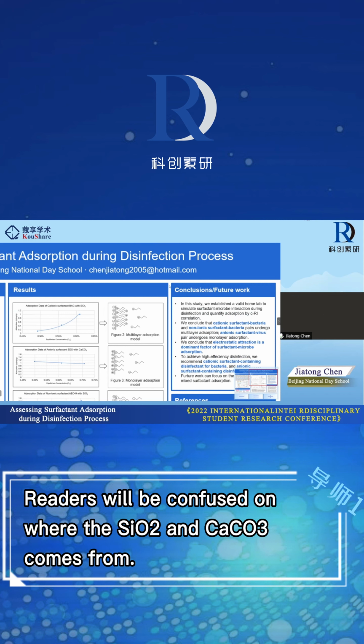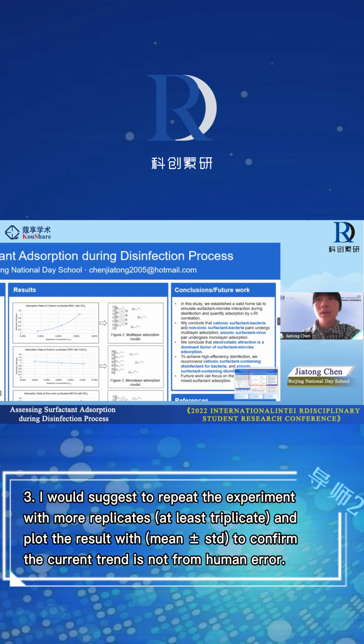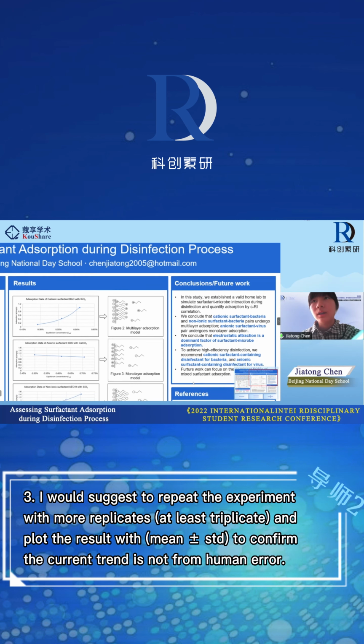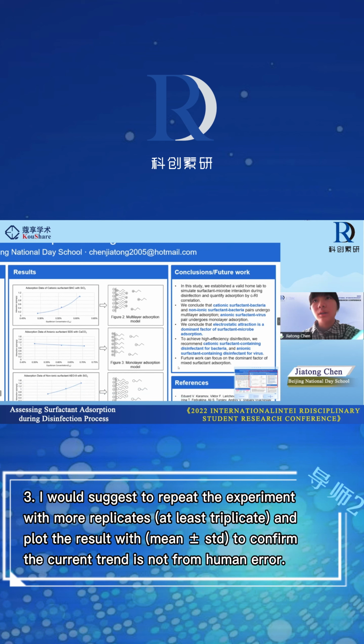So from the results above, we're able to conclude a few points. First, we established a valid home lab to simulate the surfactant-microbe interaction during disinfection, and we're able to quantify the absorption by creating concentration-refractive index correlations. We conclude that the cationic surfactant-bacteria and non-ionic surfactant-bacteria pairs undergo multi-layer absorption, and the ionic surfactant-virus pair undergoes monolayer absorption.